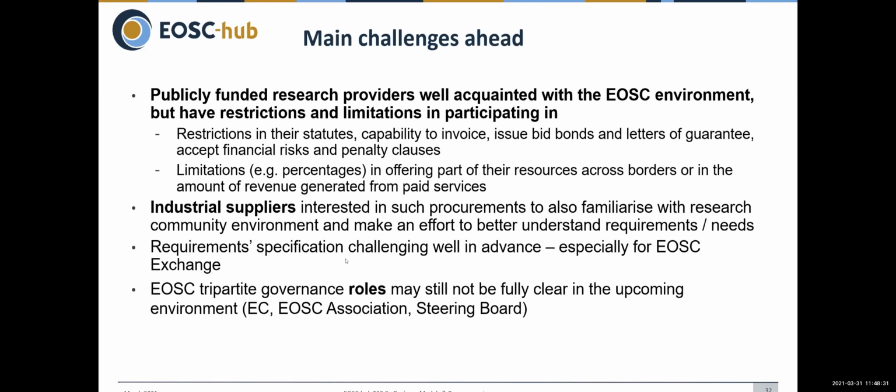The requirement specification is always challenging in advance, to foresee the requirements and how they may be changing in the future, especially for EOSC Exchange. Of course, we don't know which parts of EOSC Exchange will be procured. It's not fully clear, but even for EOSC Core, I think this is an issue. And again, the EOSC governance roles may not be fully clear in the upcoming environment. We had some examples about the role of the association, whether it will be using procurement and so on.